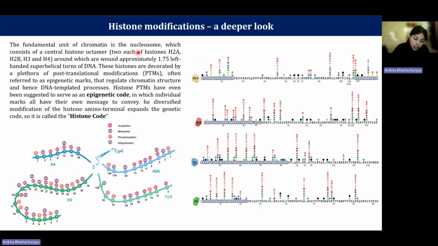Because this epigenetic mark is very predominantly contributed to by the histone N-terminal tails, instead of being called the epigenetic code, sometimes it's also referred to as the histone code. So these are the four most common types of modifications: acetylation, methylation, phosphorylation, and ubiquitination. You can see that H2A, H2B, H3, and H4 for each of them.